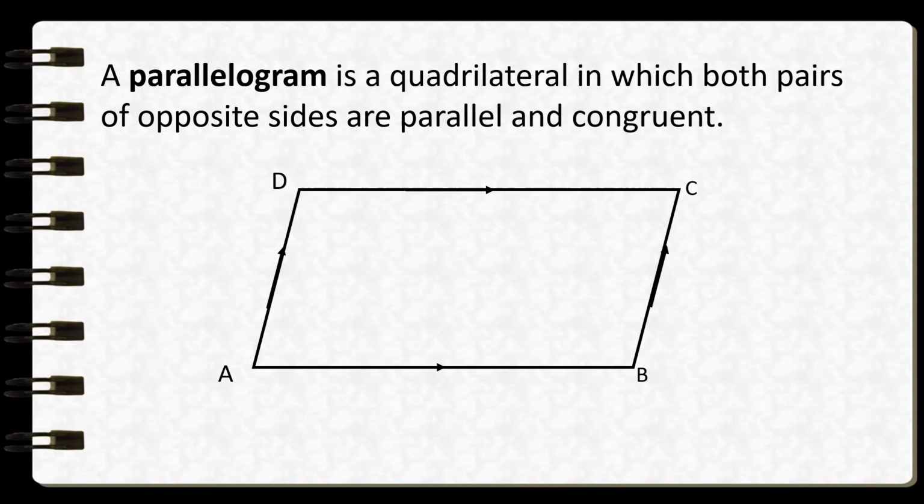Now, as you can see in the figure, that is a parallelogram ABCD. You can see there that the two opposite sides, which are segment DC and segment AB, are parallel and congruent, as well as segment AD and segment BC are parallel and congruent.